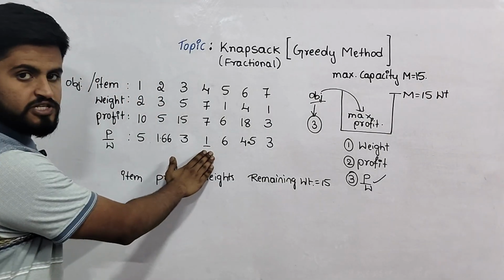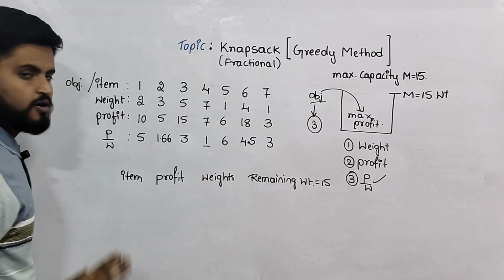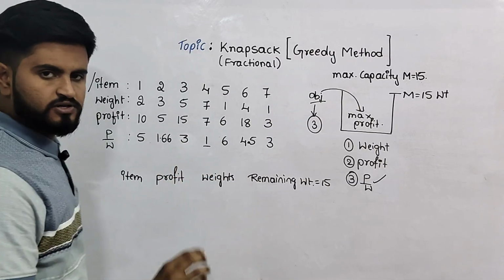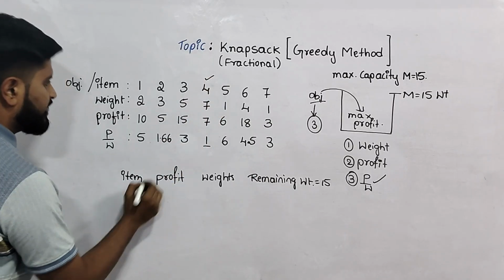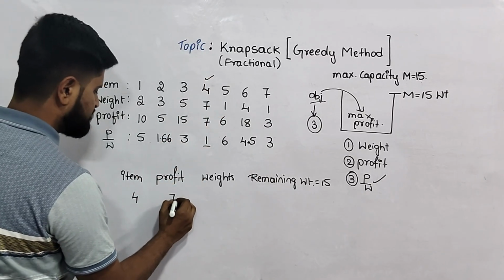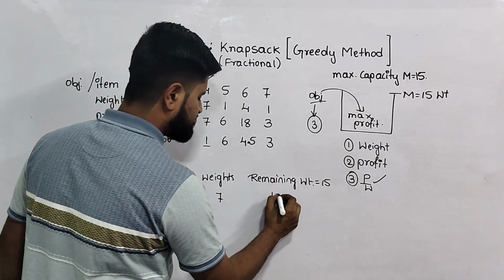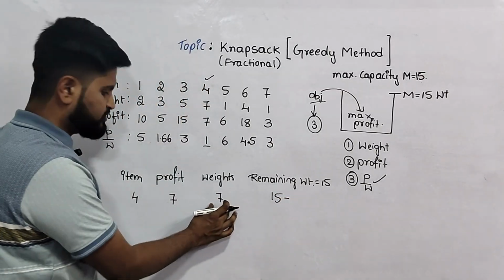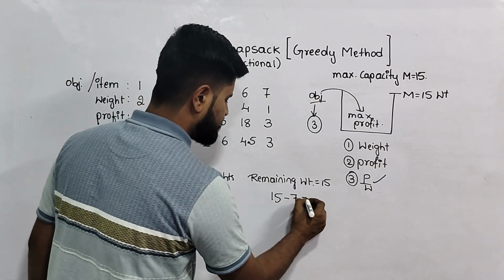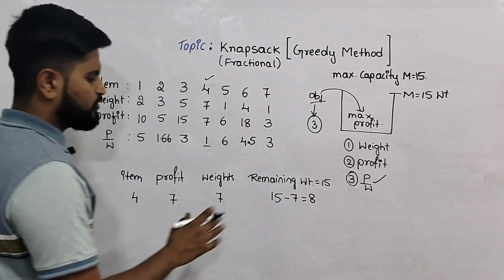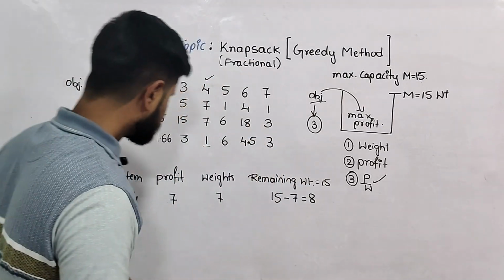Now which object will be chosen first? The fourth object, or the fourth item, because its profit by weight ratio is very low. So the fourth item will be chosen, and its profit value is 7 and its weight is 7. So 15 was at the starting, minus the object which has a weight of 7. 15 minus 7 means it will be 8. Now we are left with a maximum capacity of 8 weights.